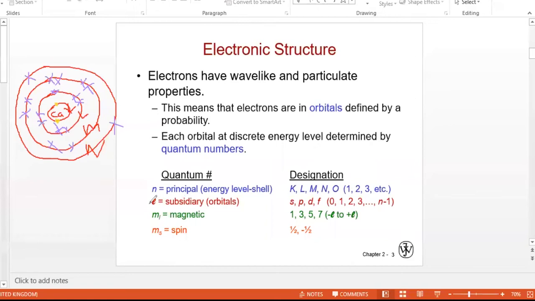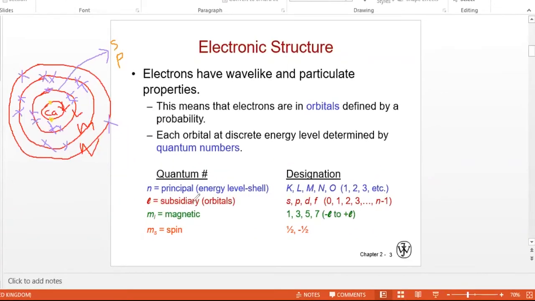And then we have l, the subsidiary orbitals: s, p, d, f. These subsidiary orbitals are orbitals which are further classified within this orbit. For example, if you take this orbital, I'm going to draw it now. So this is primary. If I draw it in secondary, this one will have an s orbital and a p orbital.